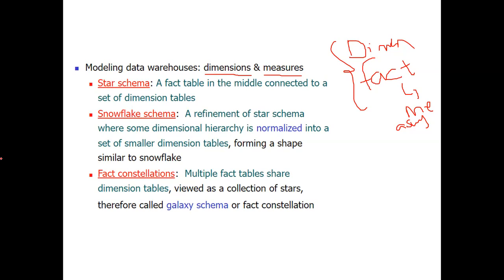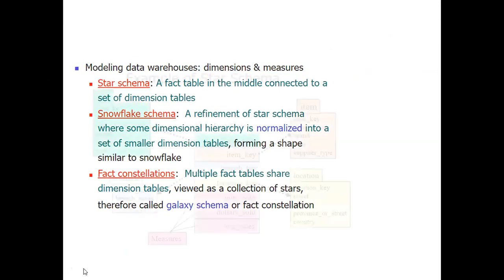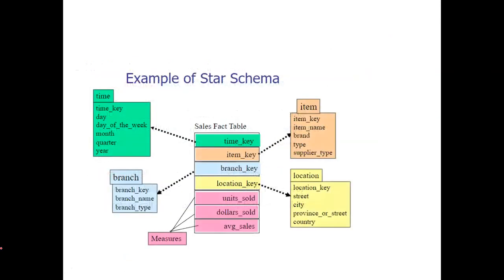So let's talk about the star schema, what all it has. A fact table in the middle connected to a set of dimension tables is called star schema. Okay, there will be one fact table associated with different dimension tables. It's called star schema because it looks like a star. Now see, this is the fact schema.